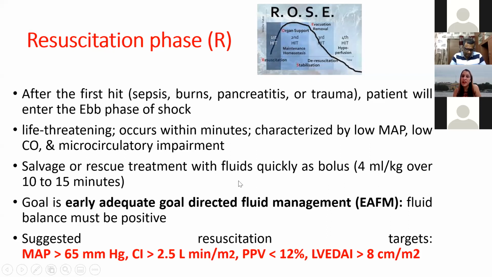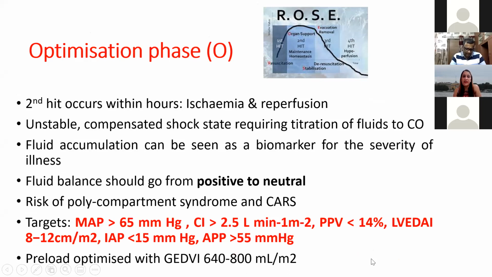IV fluids have to be given quickly as a bolus. The goal is adequate goal-directed fluid management, and fluid balance has to be positive during this phase of resuscitation. The suggested resuscitation targets are a MAP of more than 65, a cardiac index of more than 2.5 liters per minute per meter square, or a pulse pressure variation of less than 12, or a left ventricular end-diastolic area index of more than 8.